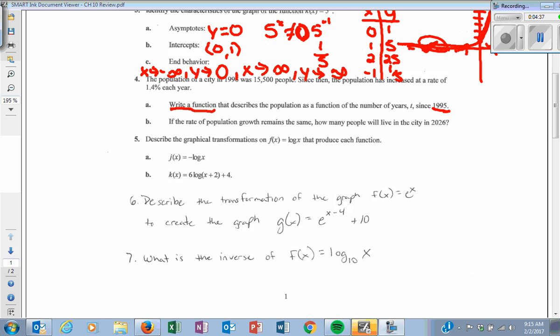And actually looking at this, they probably should have made this in 1996. That's a typo. So this should have been 96, because that would throw some stuff off. So this is going to be since 1996. So if I write the function, I know that my beginning was, how many people were there? There was 15,500.